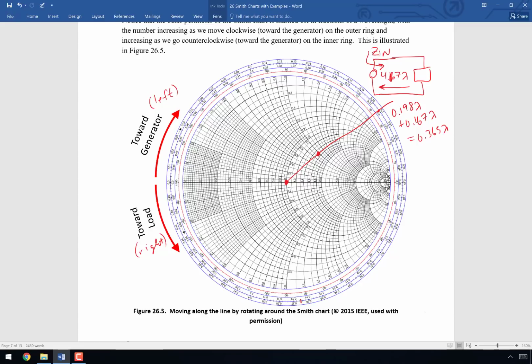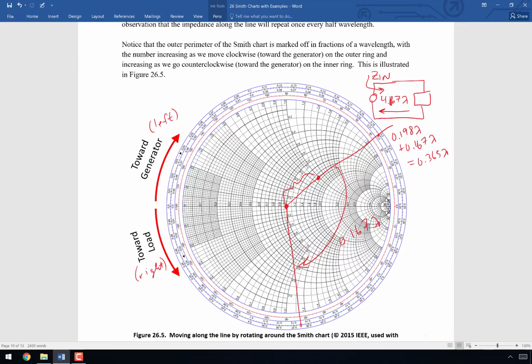Again, I'm going to try to just draw this line freehand. I know that I'm going to go this arc right here to go 0.167 lambda. I'm going to figure out what this distance is here, and then I'm going to measure the same distance along this line, and I know that where I'm going to end up is right about here.